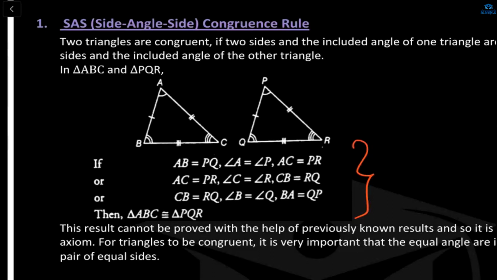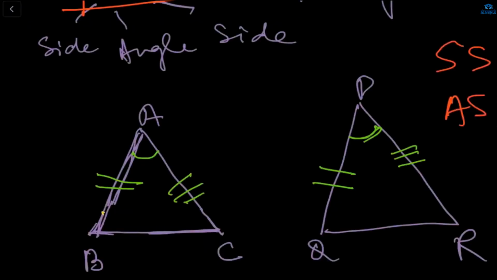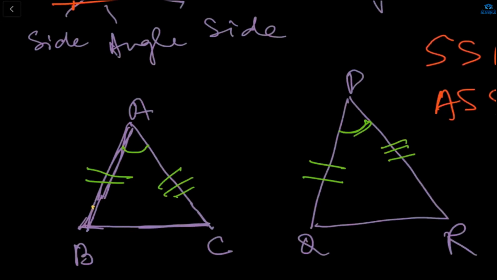Now, there is a condition. You can take 2 sides and 1 angle, but the angle should fall between the 2 sides that you are taking. For example, if you are taking AB and AC, then the angle should be angle A. If you are proving AB is equal to PQ and AC is equal to PR, then you have to take angle A equal to angle P. You cannot take angle B and C, because angle A only lies between the 2 sides that you are taking.